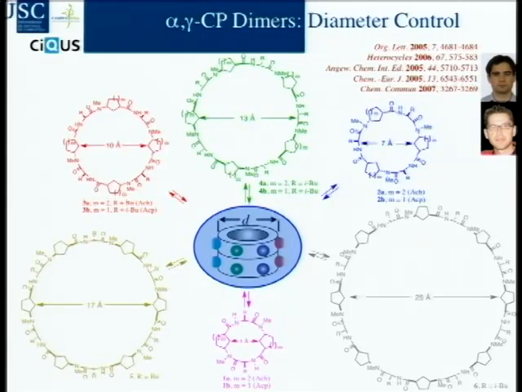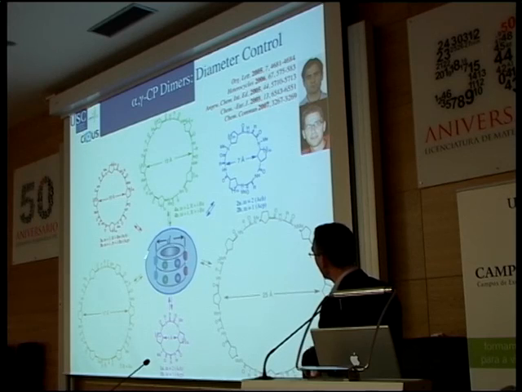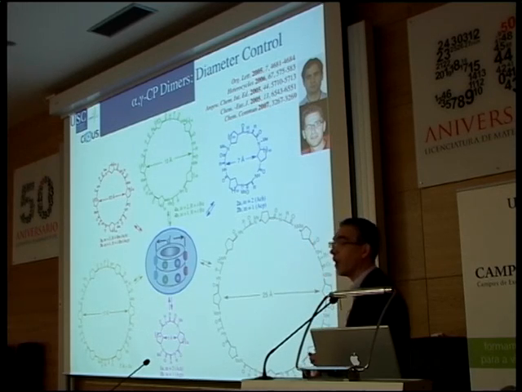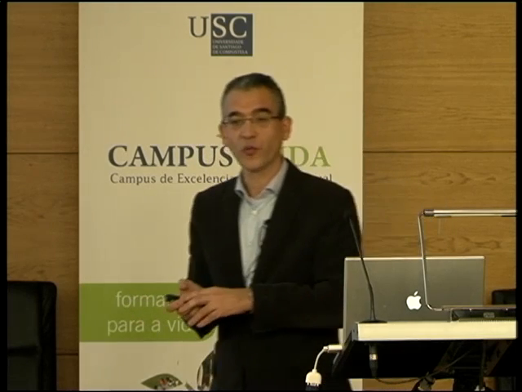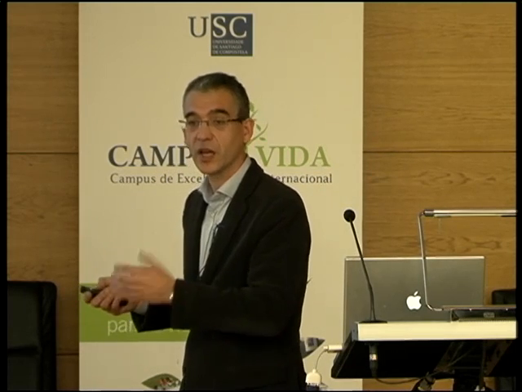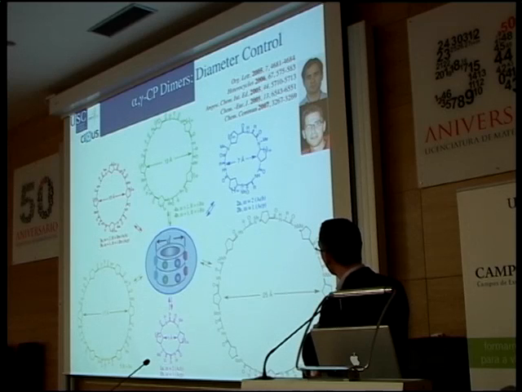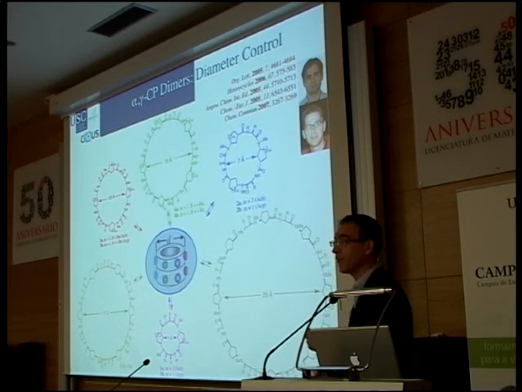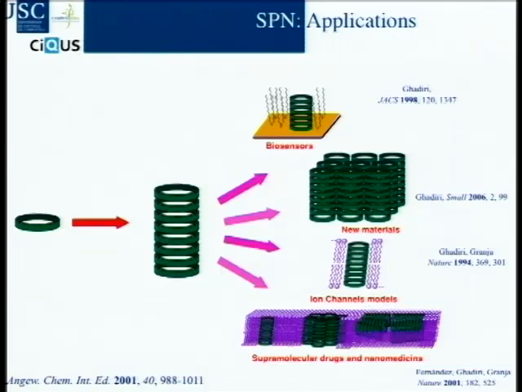Another piece of information that we got from this type of peptide is that we can precisely control the diameter of this supramolecular species, working with peptides of different sizes: 6, 8, 10, 12, 14, or 16 amino acids. All of them adopt the flat conformation and dimerize with very large association constants, so we can potentially make nanotubes with internal diameters going from 7 angstroms to 25 angstroms. With all this information, we tried to look for some applications.